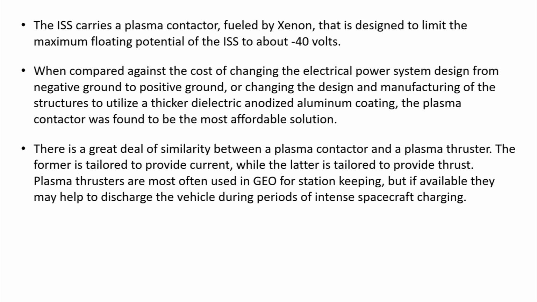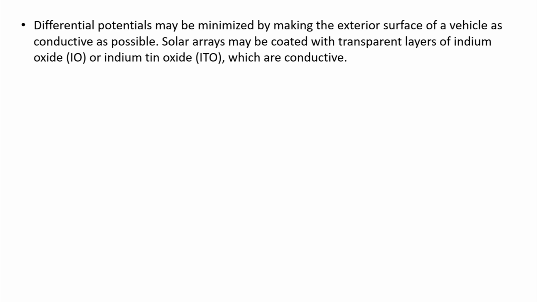Plasma thrusters can be used in geostationary orbit for station keeping, but if available they may help to discharge the vehicle during periods of intense spacecraft charging. Now, differential potentials can be minimized by making the exterior surface of a vehicle as conductive as possible, and solar arrays may be coated with transparent layers of indium oxide or indium tin oxide. These materials are conductive.